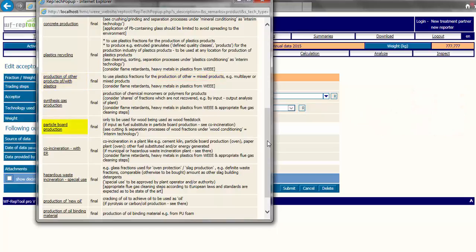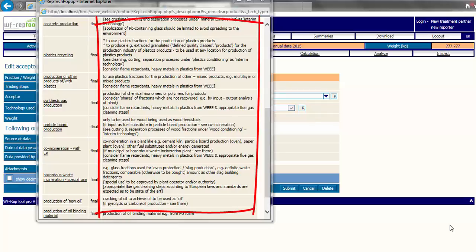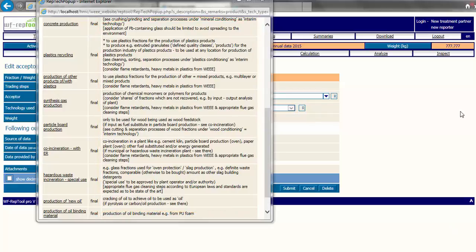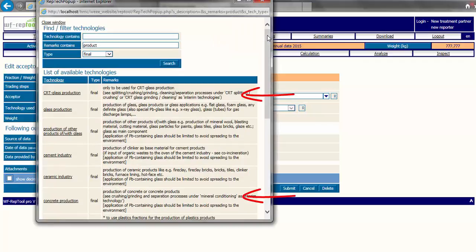At particle board production, take care. Here we mean wood-to-wood products. Otherwise, the oven of the particle board production plant should be seen as co-incineration. Here again, I highly recommend to read the remarks carefully and to follow cross-links. If the technology where the fraction is delivered to seems more appropriate, see the remarks starting with C. Of course, it is the target that you choose the correct technology for the point of delivery.